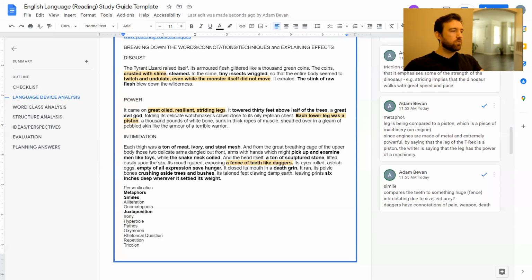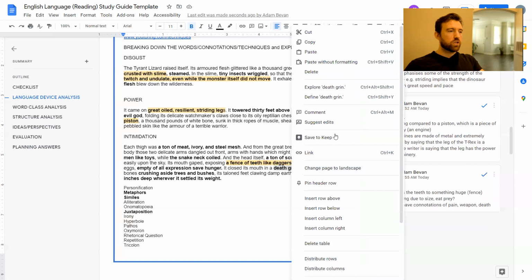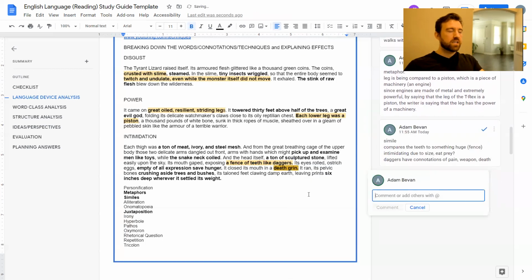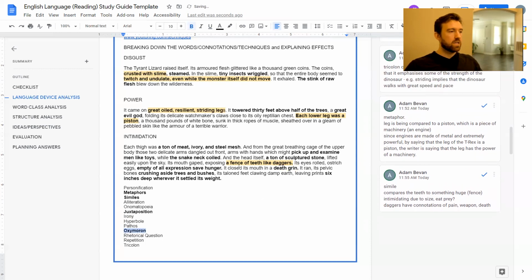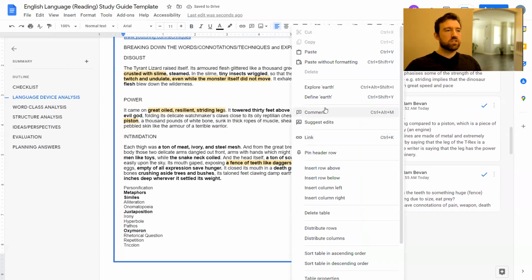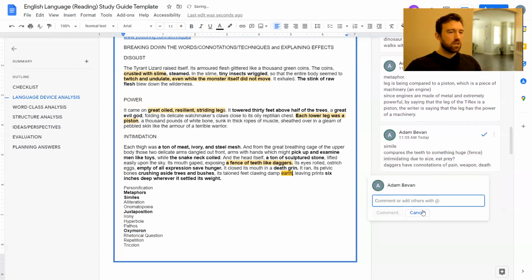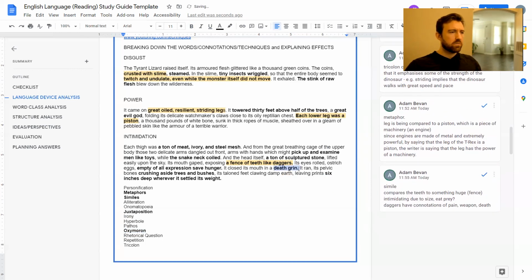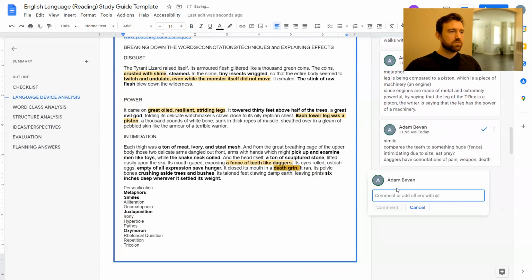Okay, since none of you have added something else you'd like me to look at, totally fine. Let's look at a more unusual one, which is the death grin. So this one is oxymoron. Okay, this is oxymoron. So oxymoron is just when you put 2 words next to each other that don't typically belong together. It would be great if I could highlight the bit that I wanted. Adam, get yourself together, mate.